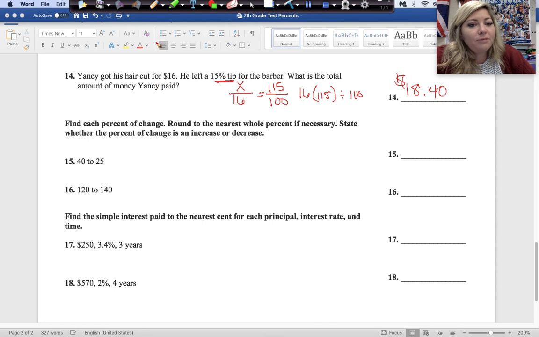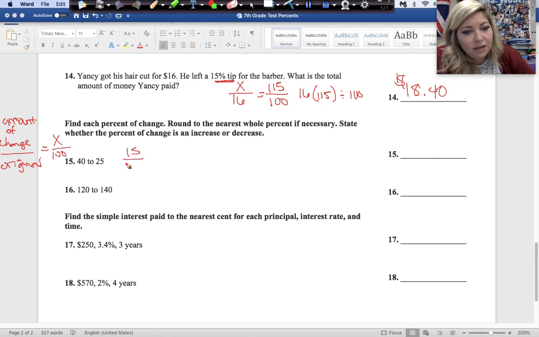Okay, for the next part, a percent of change. Remember, this is where you put the amount of change, or where you subtract them. The amount of change goes over the original, and then your x, your percent, will go over 100, but we don't have our percent for these problems, so x will go over 100. So we're going to subtract the two. 40 minus 25 gives me 15. My original is my first number that goes on bottom, and then x over 100.